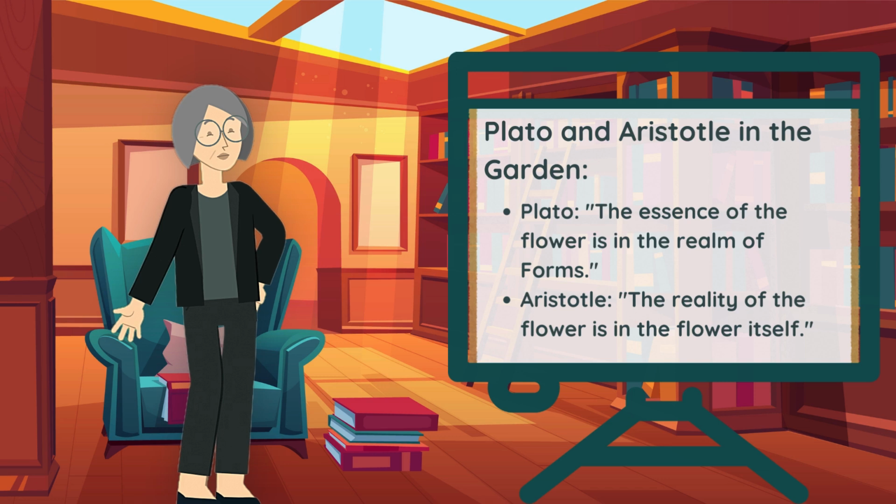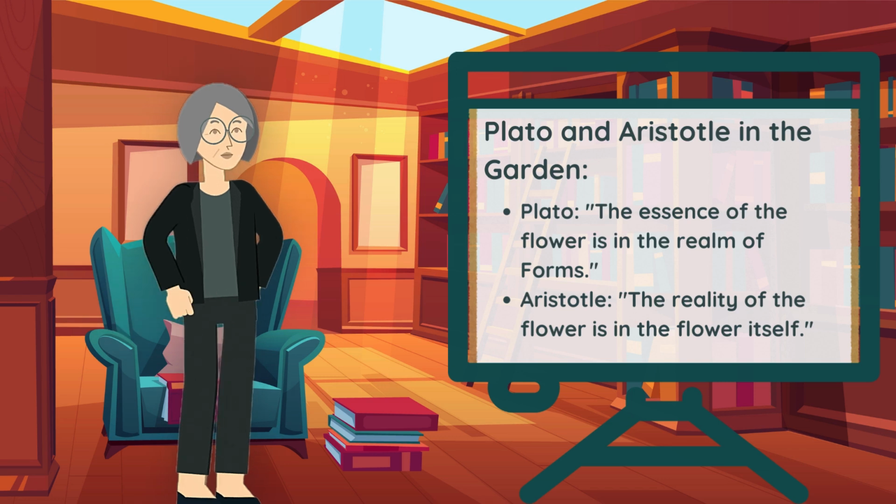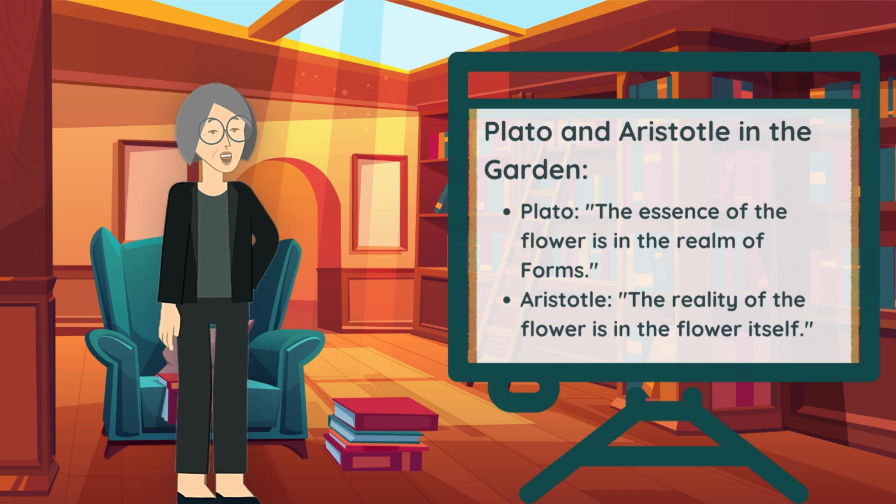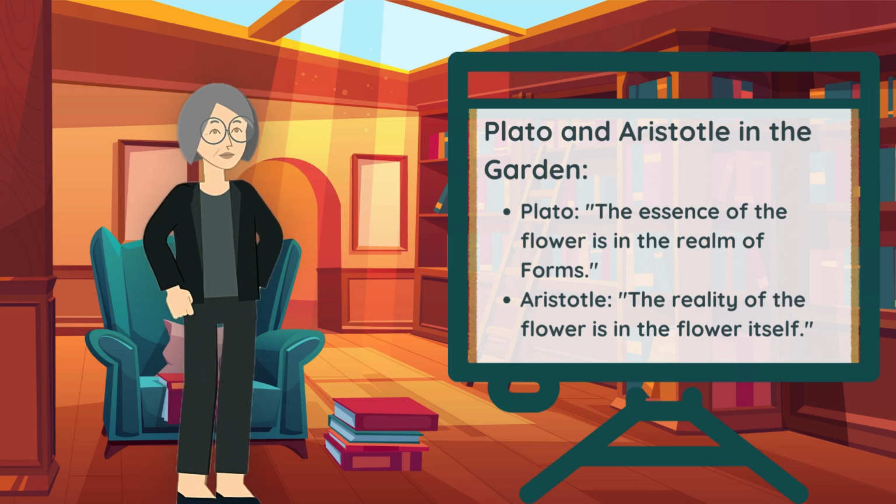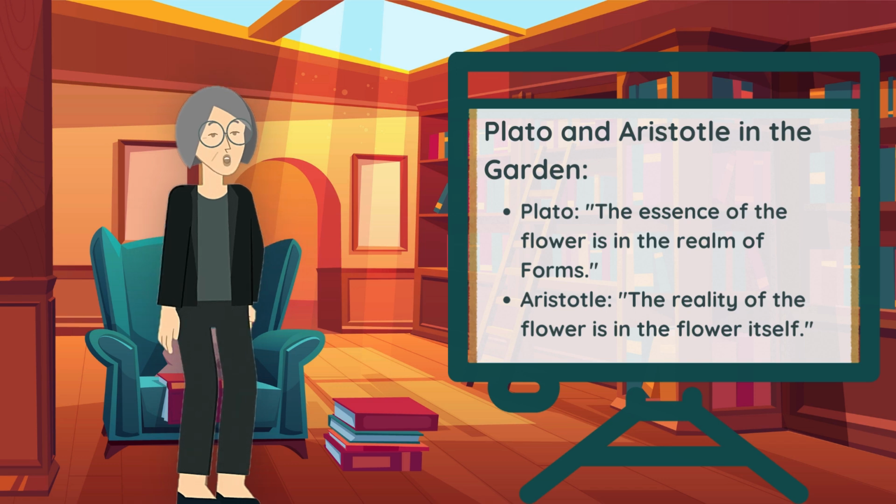No, my dear teacher, the essence of this flower is right here, in its petals, its fragrance, its purpose to bloom and reproduce. The reality of this flower is in the flower itself, not in some distant realm. In this simple exchange, you can see the core of their disagreement. Plato looked beyond the physical world for truth, while Aristotle found it in the very substance of things.